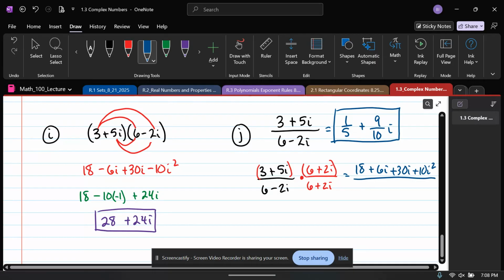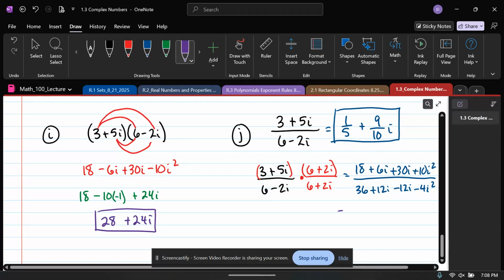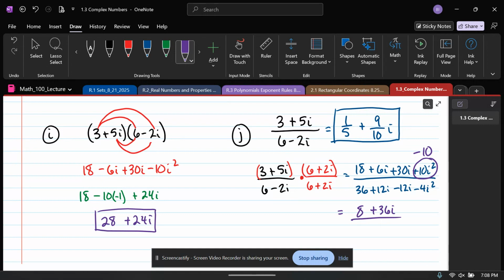On the bottom, I'm going to do the same thing. I'm going to multiply that together. That's going to give me 36 plus 12i minus 12i minus 4i squared. Then I simplify that. So on the top part, this becomes minus 10. So that's 8 plus 36i. On the bottom part, these 12i's cancel each other out, and this becomes plus 4.